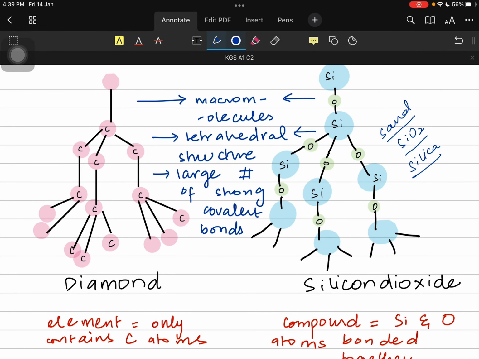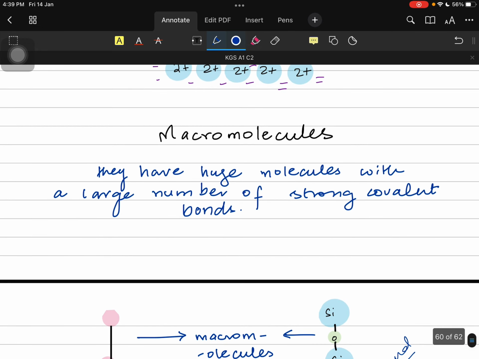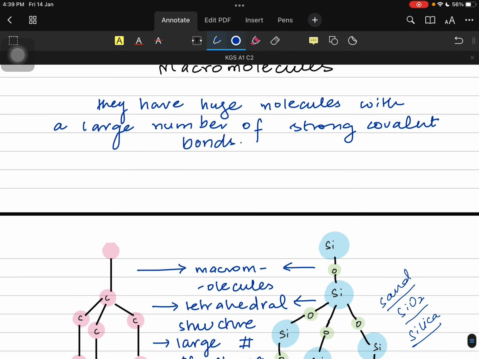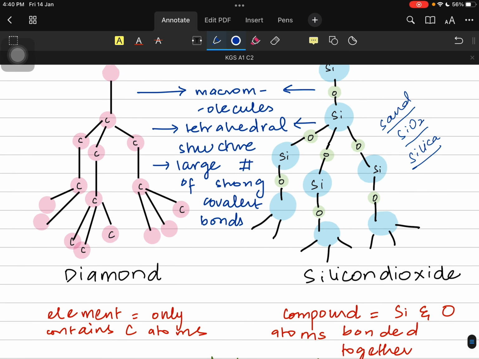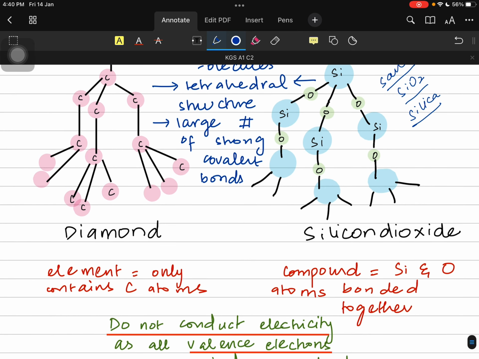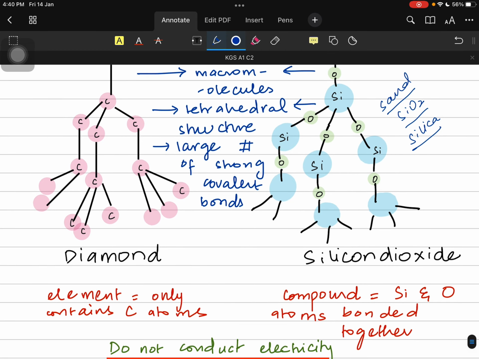Hey guys, so last time we were talking about the macromolecules. We know that macromolecules have a large number of atoms bonded together by a very large number of strong covalent bonds. And then we looked at how diamond and silicon dioxide are both similar because they were both macromolecules. They both had a large number of covalent bonds. They both were tetrahedral structures. But then we also saw how they are different, because diamond is pure element carbon. All the carbon atoms were there. And silicon dioxide was actually a compound because it was a combination of silicon atoms with oxygen atoms, remember?